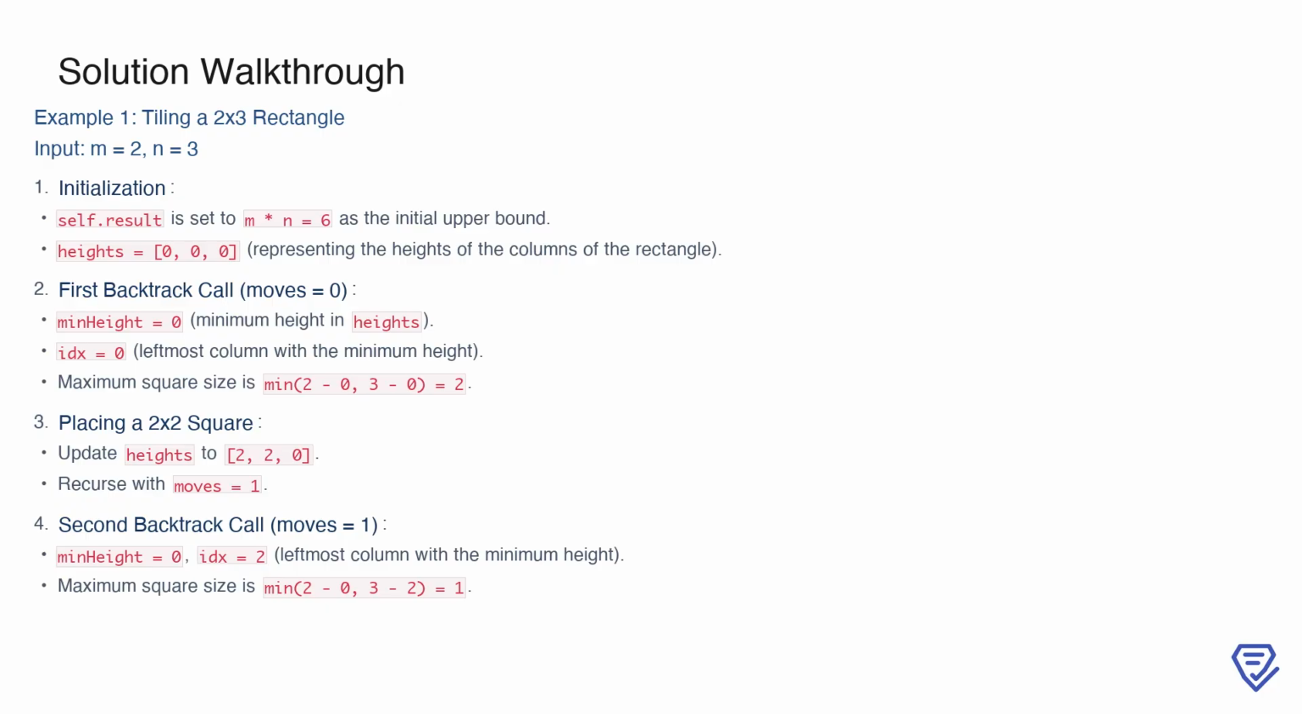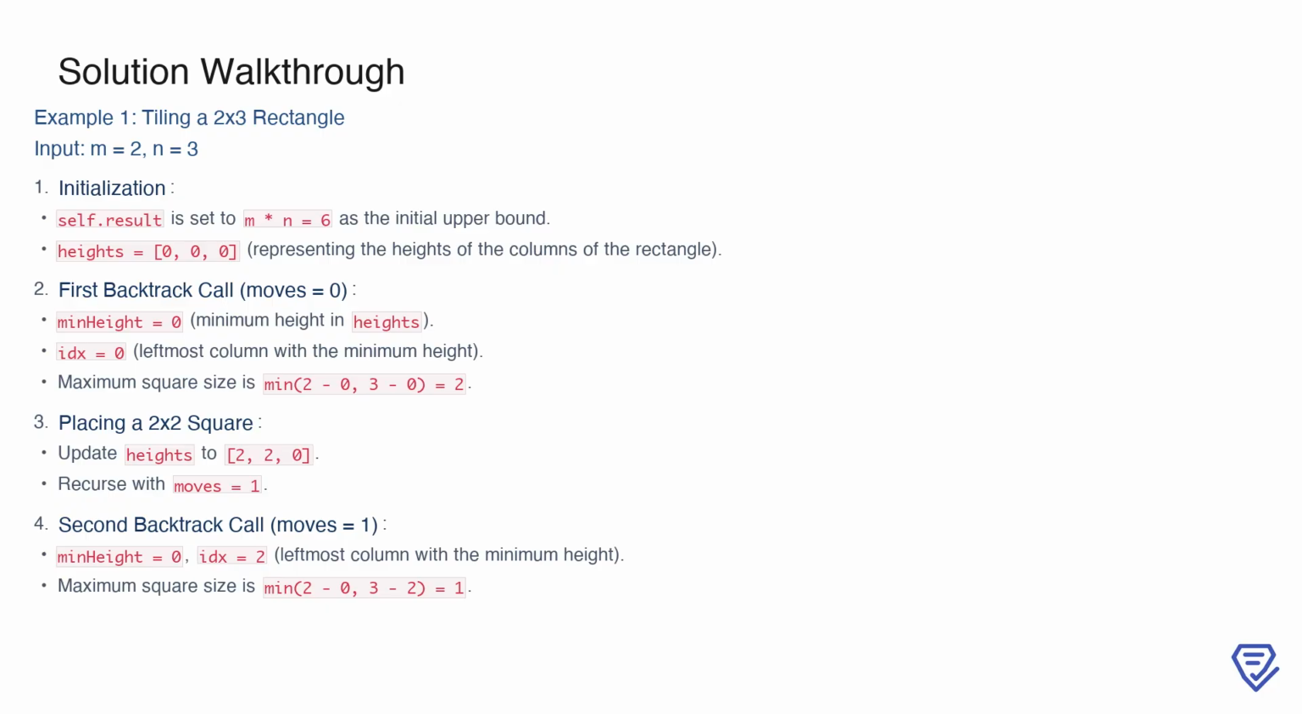To solve the problem of tiling a 2 by 3 rectangle with the fewest squares, we start by initializing the solution. First, self.result is set to 6, which is the product of m and n, serving as the initial upper bound. The heights array is initialized as 0, 0, 0, where each element represents the current height of the columns in the rectangle. The first backtracking call begins with moves equals 0. At this point, the minimum height in the heights array is 0, and the index of the leftmost column with this height is 0. The largest square that can be placed here is determined as min(2 - 0, 3 - 0), which equals 2.